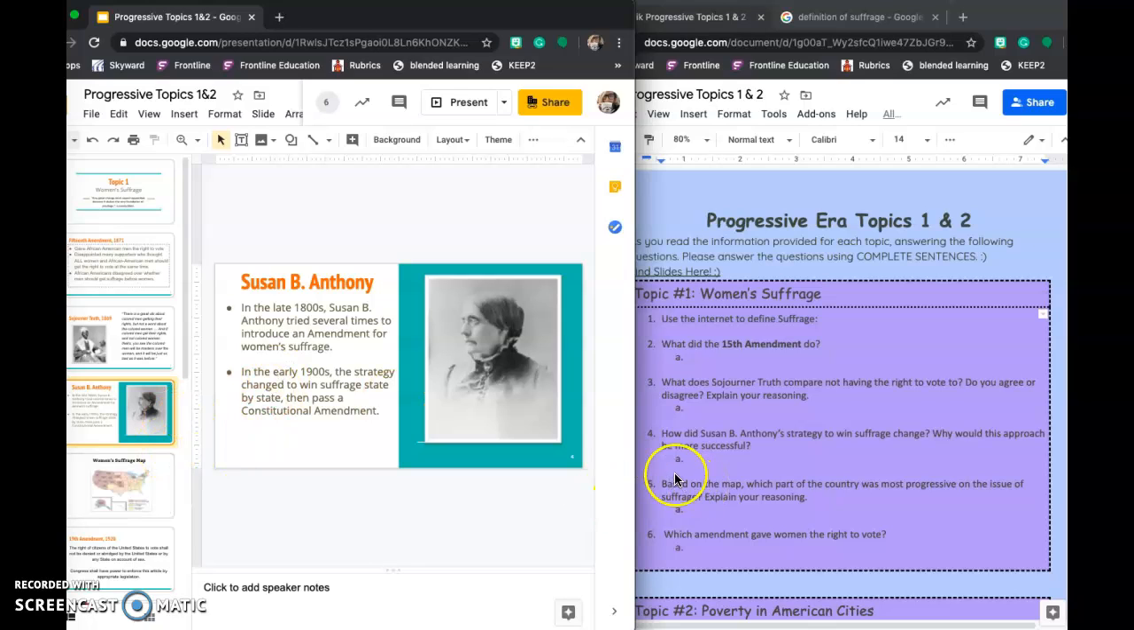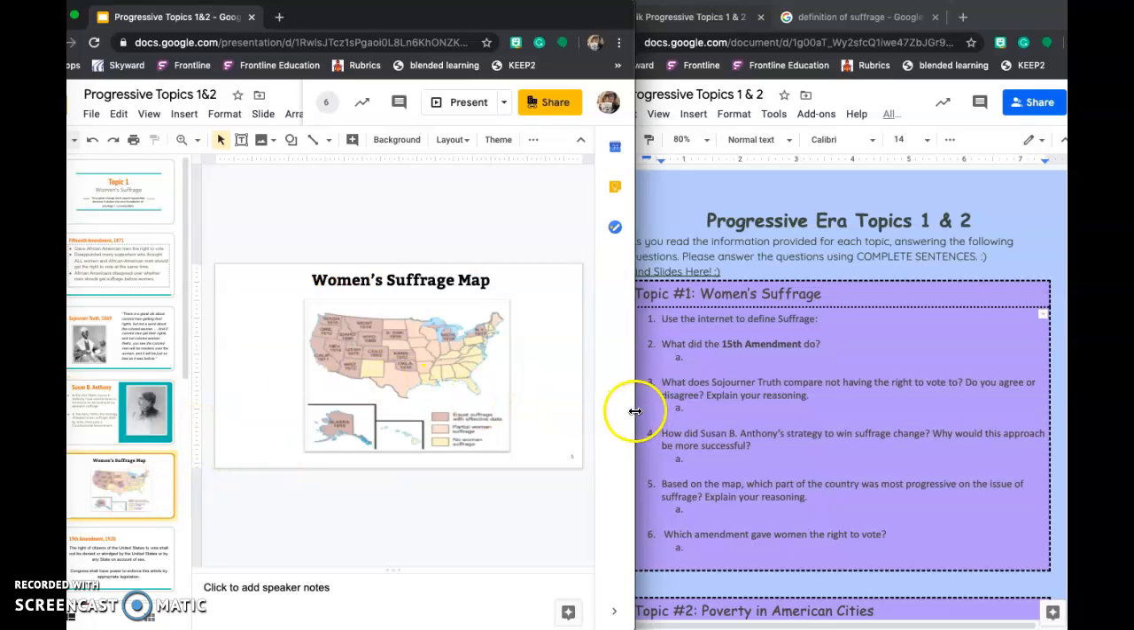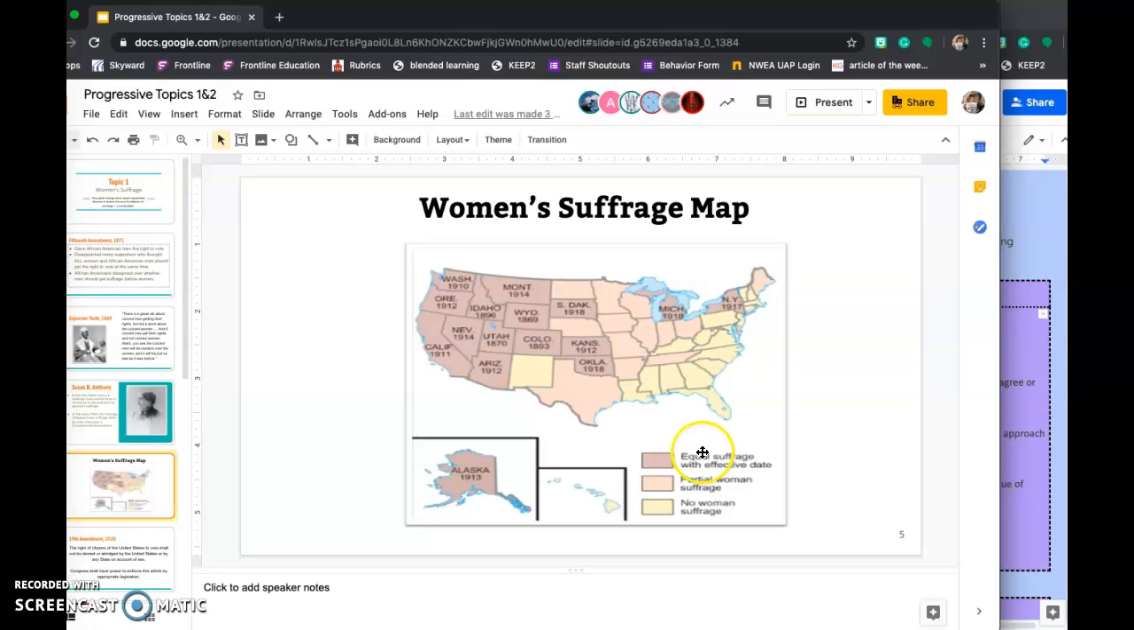Okay. Number 5, based on the map, which part of the country was most progressive on the issue of suffrage? So progressive meaning they would want to be looking to include women in the right to vote. Let's look at our map. I'll have to make this bigger. I cannot see that. All right, so this brown right here, the darkest brown, means equal suffrage with an effective date. Okay, so this means men and women would then get the right to vote in these dates. This one right here is partial women's suffrage. So yeah, some can, some can't. And then the rest of this yellow or manila color means they absolutely cannot vote.